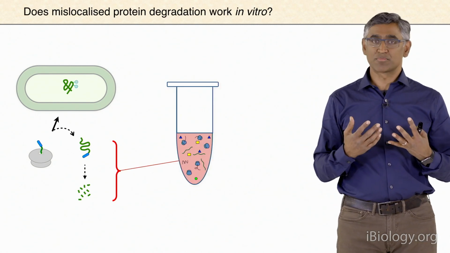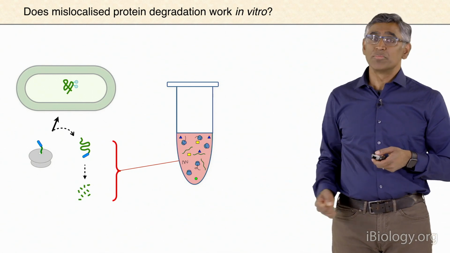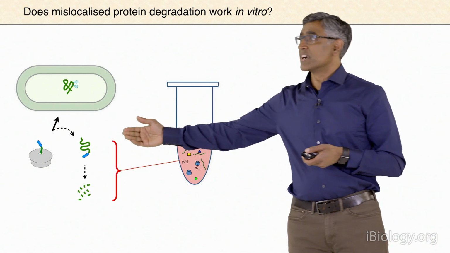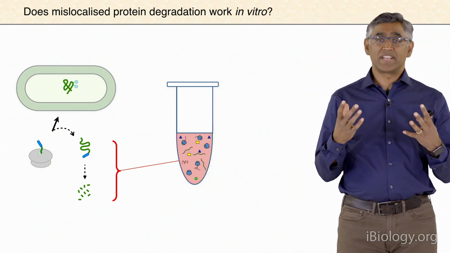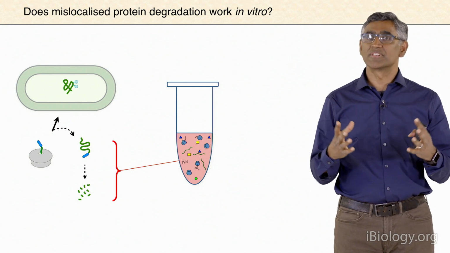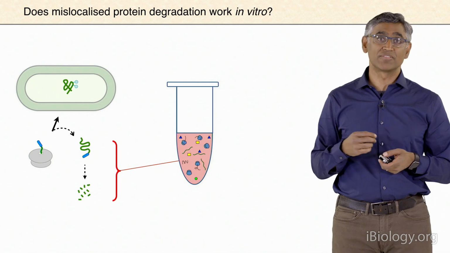So how do we approach this problem? And here we again turn to a biochemical system, because what we asked was, does this process of failure and degradation work in a test tube? Because if it does, then we might be able to pick apart the components that are in this test tube to try to identify factors involved in it.